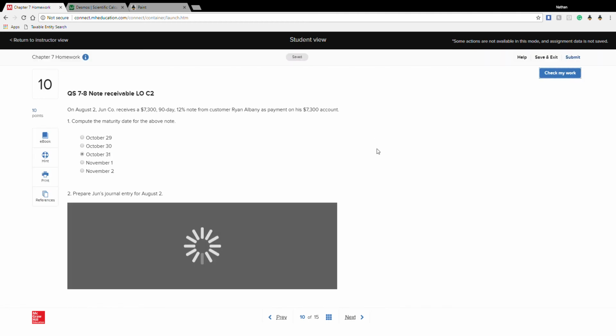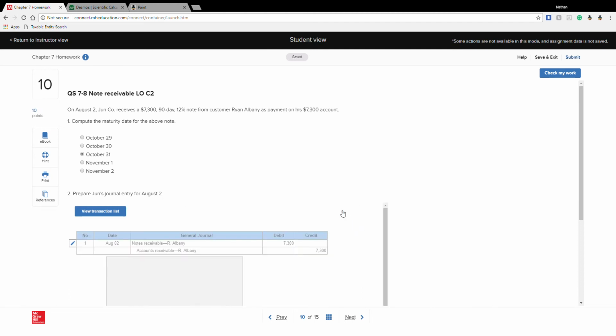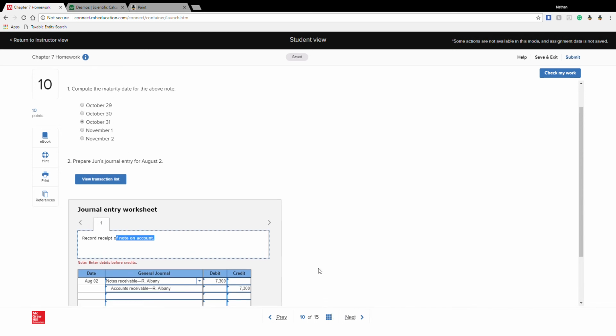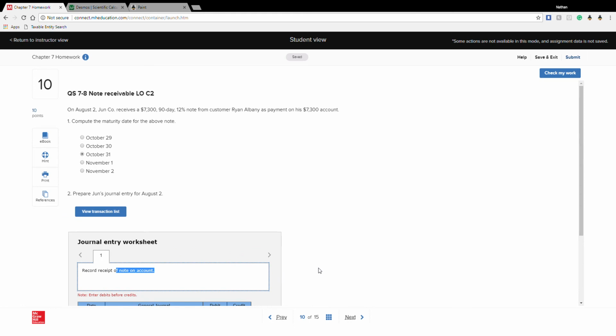So, with that, just watch out. Again, read, notes on account. So all we're doing is paying our account with the note. Most of the time that's not going to happen, but it can happen. This is a good way to just get a little extra money from somebody, especially from Art Albany.